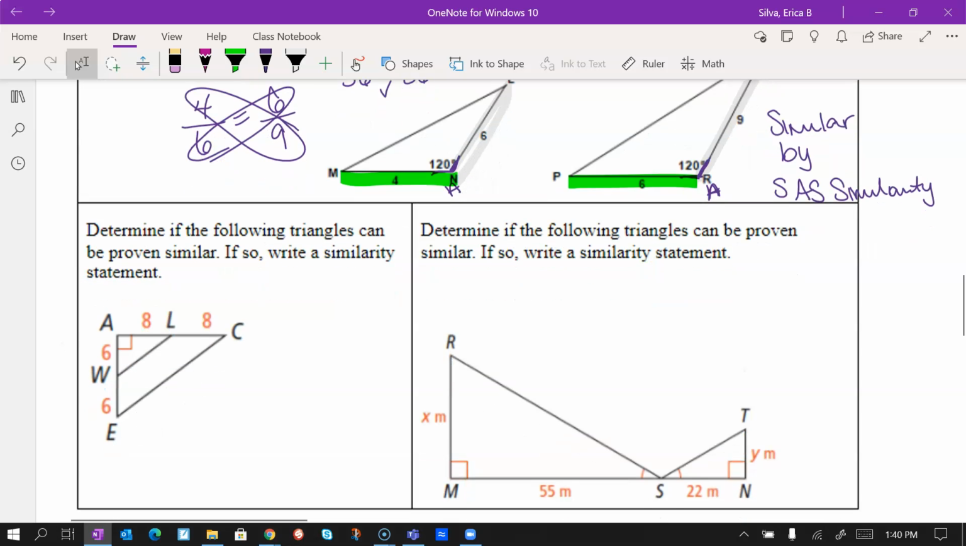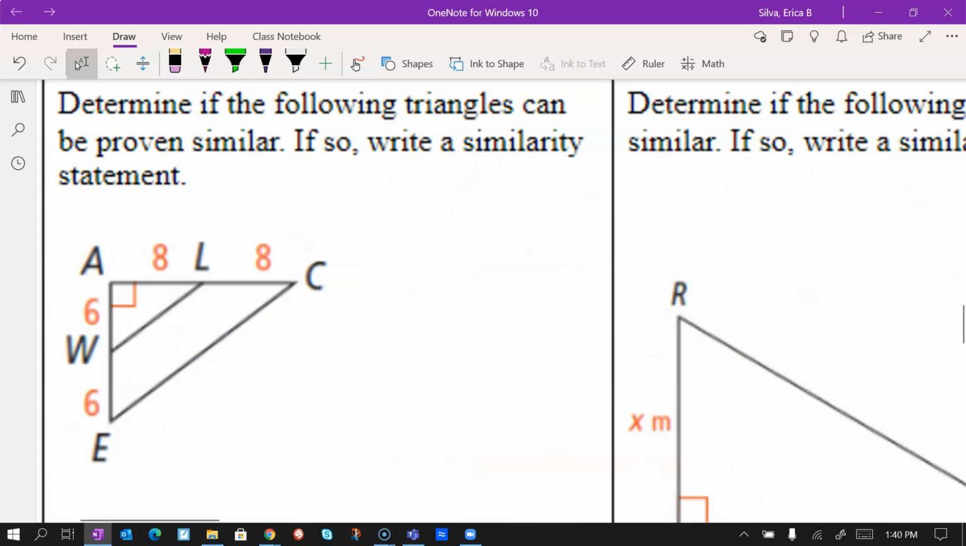Okay, if you're ready for the next one, go ahead and start copying it down. Now notice that there's a triangle inside another triangle.